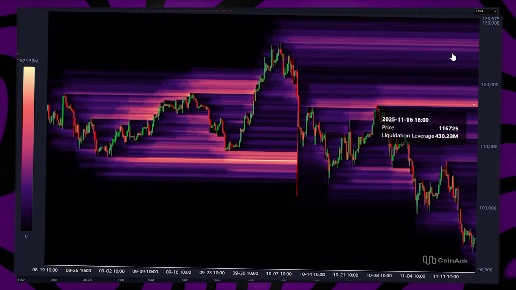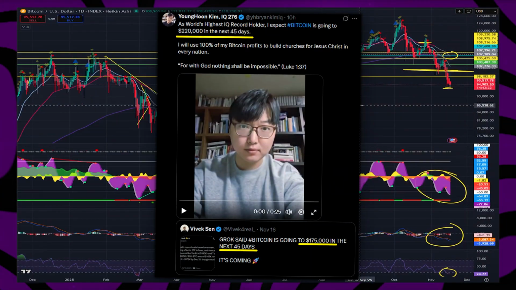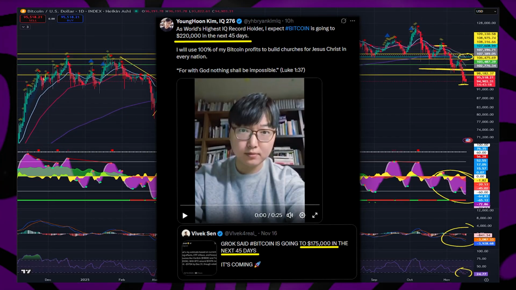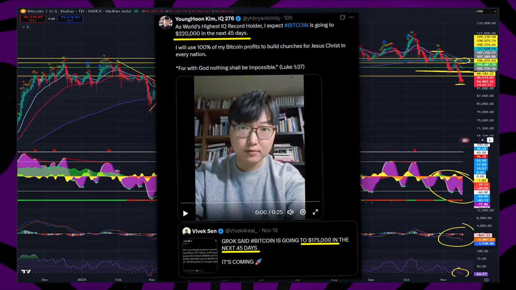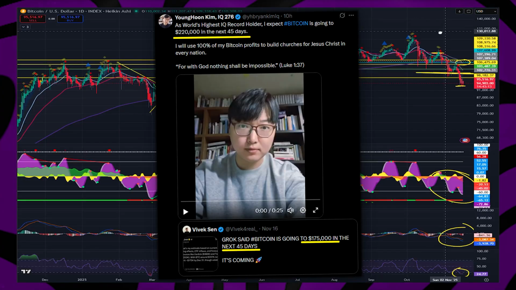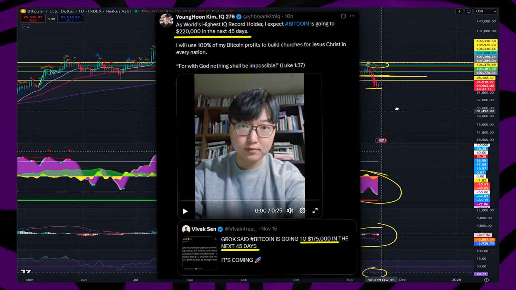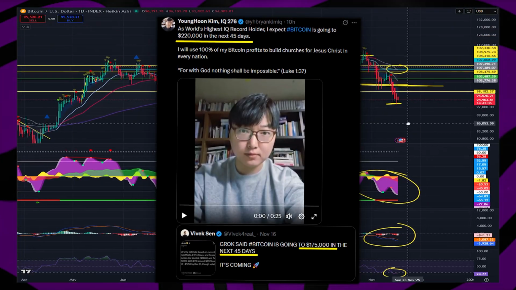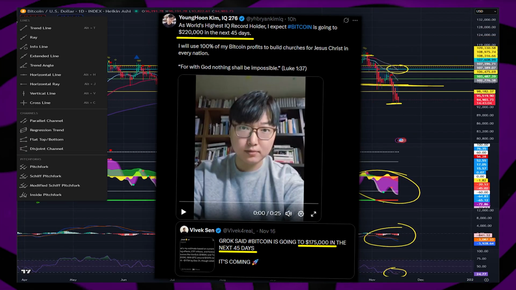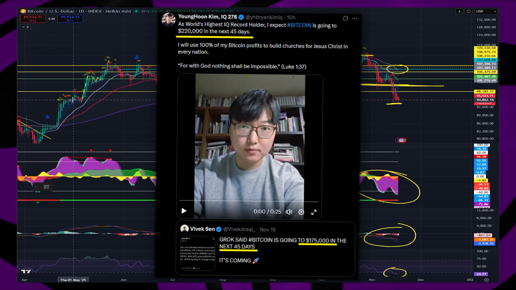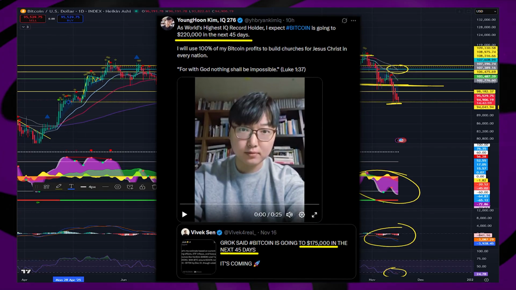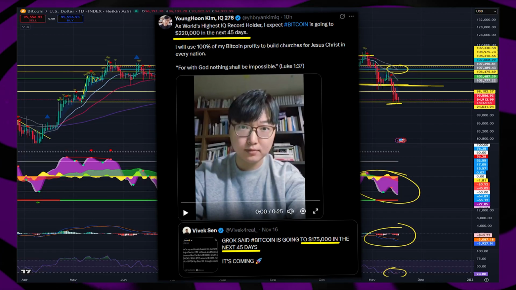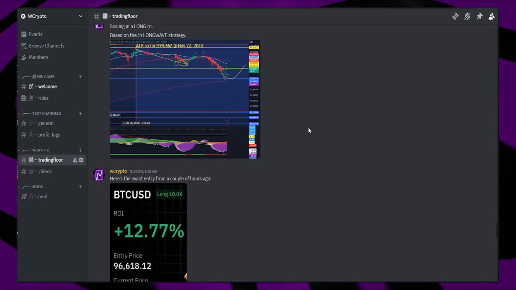To end on a lighter note, Young Hoon Kim, known for holding one of the highest documented IQ scores, recently suggested that Bitcoin could reach 220,000 within the next 45 days. The Grok AI model also referenced the potential for prices near 175,000 in that same period. These projections are entertaining, but decisions should always rely on measurable strategy and structured risk management rather than hope or dramatic headlines. I will continue updating you daily.